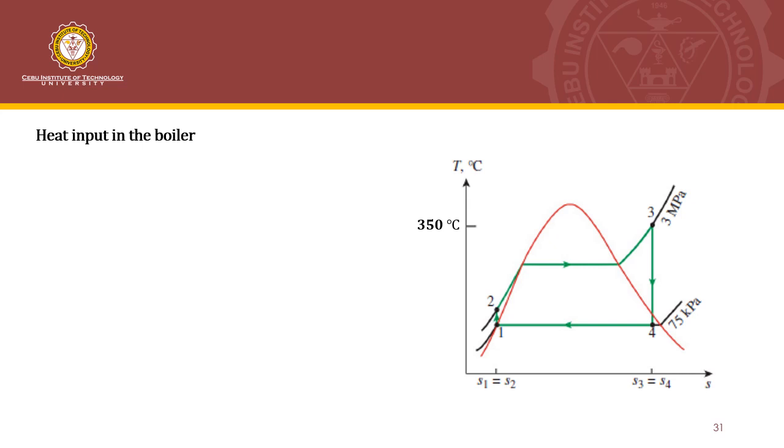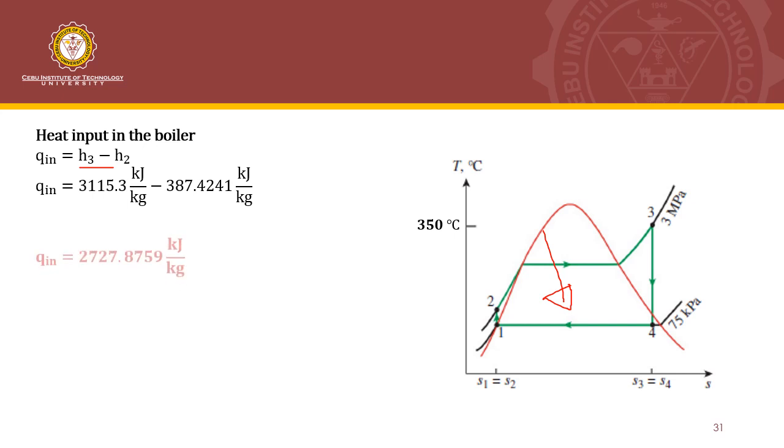So if you can see, the heat input in the boiler happens here at process 2 to 3. So this is where Qin happens. Qin is just the difference between the enthalpy at point 2 and point 3, so that is H3 minus H2. We already have the values of H3 and H2. So this is the reason why we calculated the enthalpies.